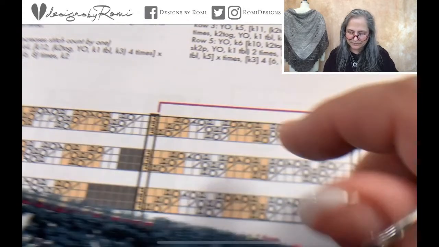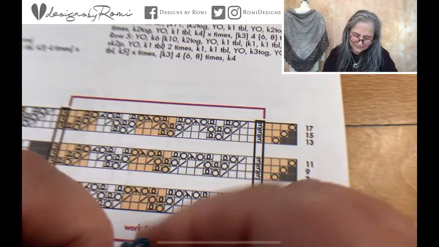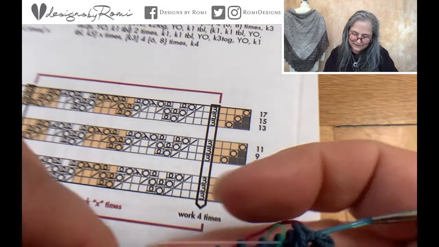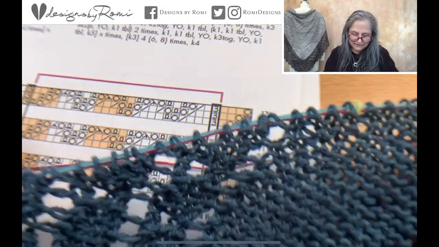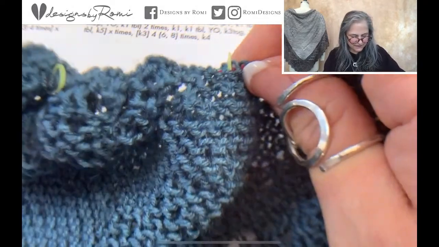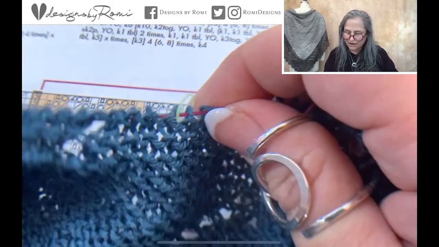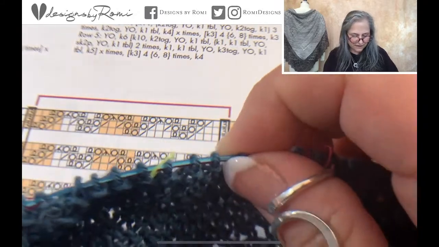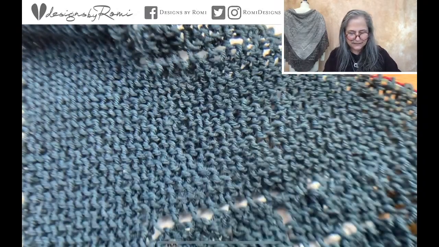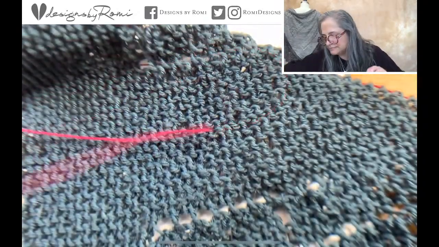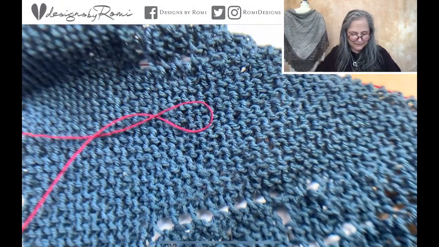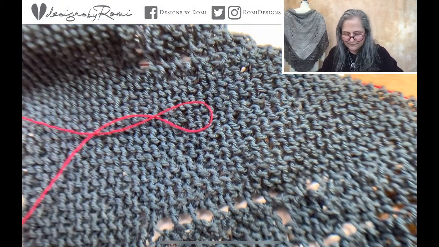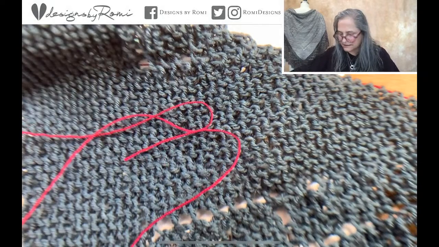Okay, so now I have my waste yarn right through all of my stitches. You can see that red yarn there. So I'm going to cut it, and I'm going to leave a fair amount of leeway here.